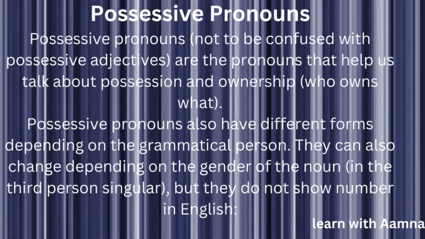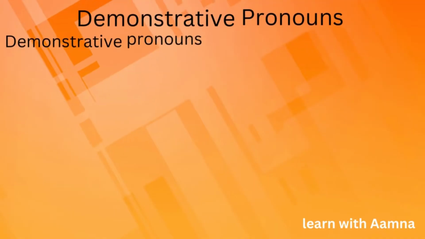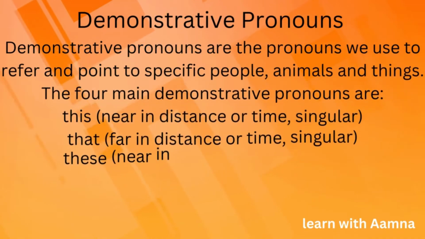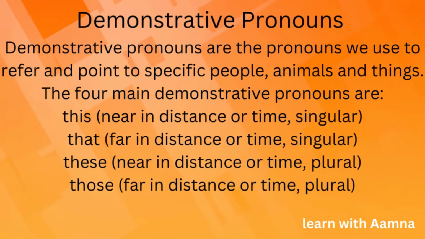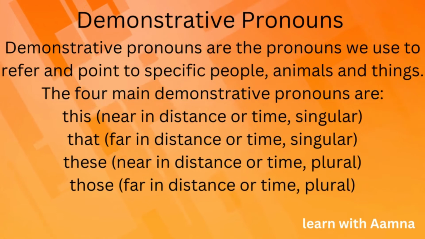So next up I'm going to tell you about demonstrative pronouns. Demonstrative pronouns are the pronouns we use to refer and point to specific people, animals, and things. So the 4 demonstrative pronouns are this, used near in distance or time and singular; that, used for far distance or time and singular; these, used near in distance or time but plural; and those, used for far distance or time and also plural.